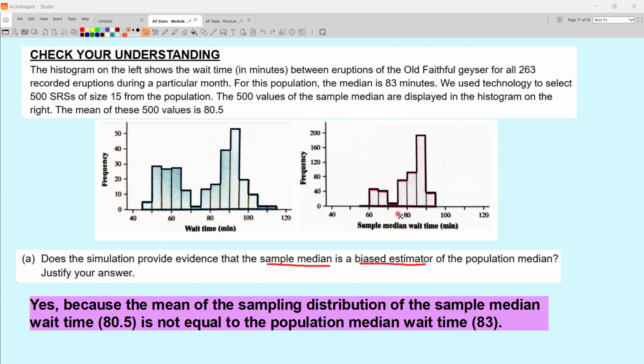Remember, an unbiased estimator is going to give you the mean of your sampling distribution to be exactly the same or very, very close to the same as the actual parameter we're trying to measure from the population. Since we're trying to measure the population median, or since we're trying to see if this sampling distribution is unbiased, take the average of all of these medians. If it's not the same as the true median, it is a biased estimator. So we have evidence it's biased.